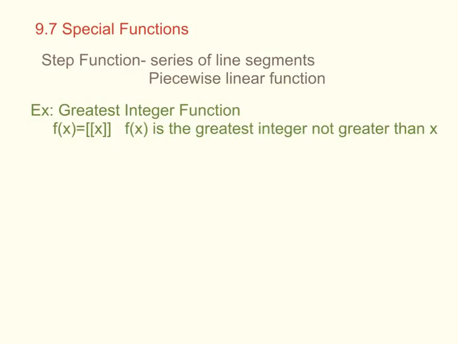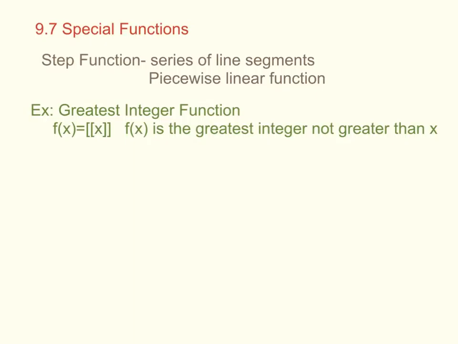Section 9.7 is special functions. So we're going to be looking at step functions, which are a series of line segments put together. And because they're lines, we call these piecewise linear functions. The first function that we're going to take a look at is the greatest integer function. And this one will actually look like steps.